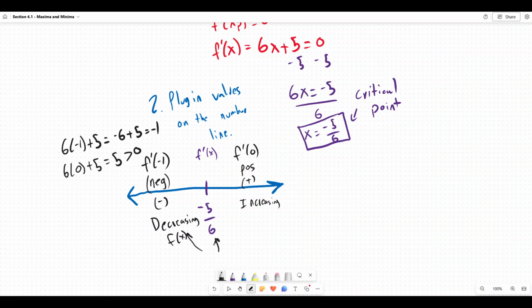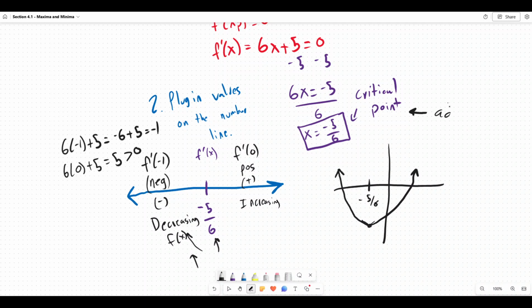So negative 5/6 is a critical point where, if we look at the graph, let's call this negative 5/6. Here's what I know. A little bit to the left, we're decreasing, and a little bit to the right, we're increasing. So what does that make this critical point? It's an absolute minimum. And again, this was done without taking a look at the graph.